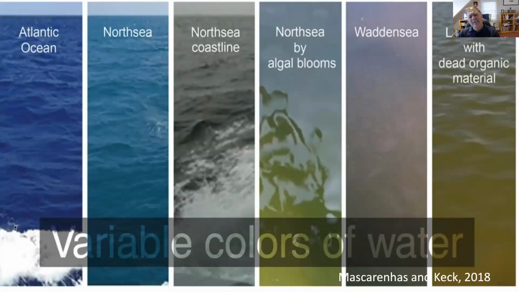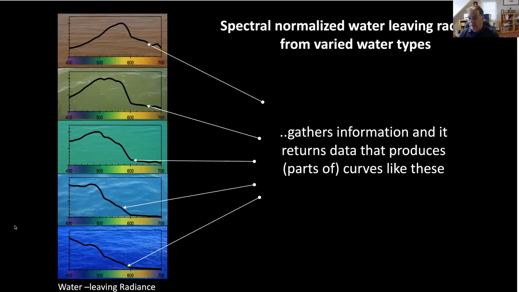Okay, so what does a satellite see? Well, a satellite might be looking down on varying water masses. Here's a bunch of different water types, from crystal blue waters into phytoplankton blooms and sediment-laden waters that you'll find inland and in lakes. And here's what the sensor is looking at. But here's something like what we will see when we get the data from that sensor. The sensor gathers information and returns data that produces parts of curves that look like these. And what we're seeing here is water leaving radiance, probably normalized leaving radiance.